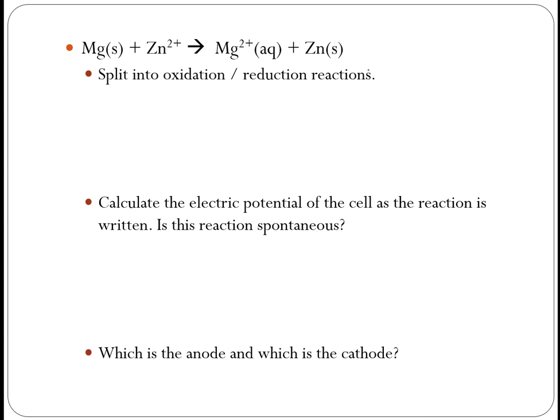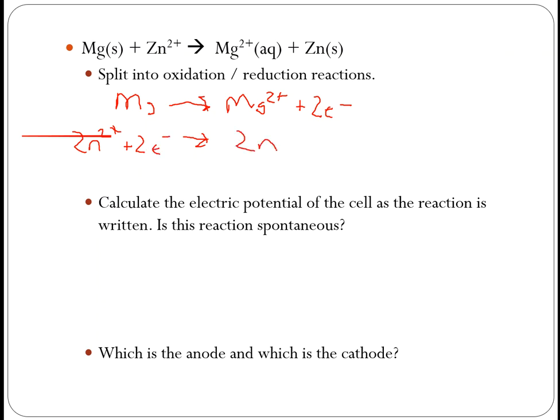Okay, so let's do this one first though. We're going to figure out what would be the actual voltage if we built that wonderful cell that I drew on the previous slide. So we're going to split it into the oxidation and reduction half reactions. The magnesium is getting oxidized because it's going to Mg2+ and 2 e-. And then we've got the zinc ions, Zn2+, which are getting reduced. We've got electrons there, and we're forming zinc. So there's my oxidation half reaction, there's my reduction half reaction.